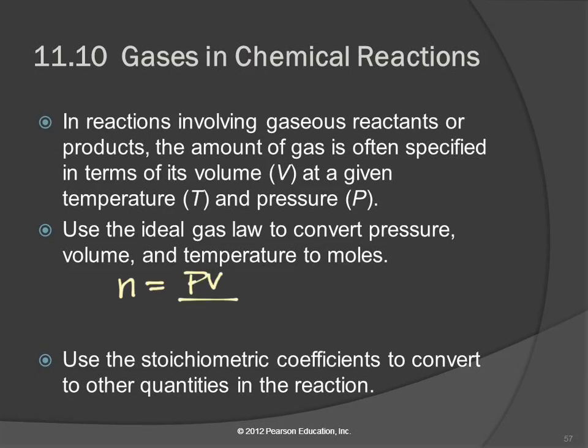The amount of moles will equal the pressure times the volume divided by the ideal gas constant times the temperature in Kelvin. And then we continue on as normal, using the stoichiometric coefficients to convert to other quantities in the reaction.